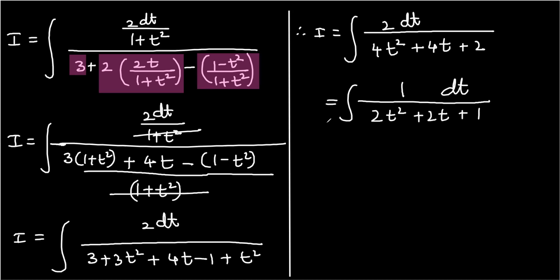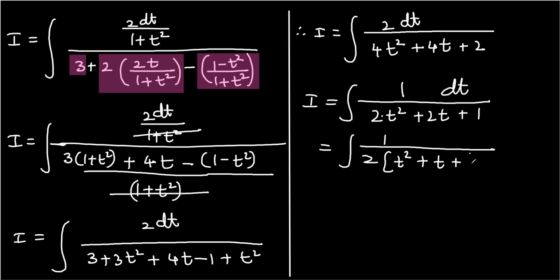Here you got 1 upon quadratic. So here onwards, another method will start. How do you integrate 1 upon quadratic? You remember the first step? The first step was we make the coefficient of t square 1. So I take 2 common, so here I get 1 upon 2, and I will get t square plus t plus 1 by 2 dt. This 1 upon 2 will go outside in the next step.